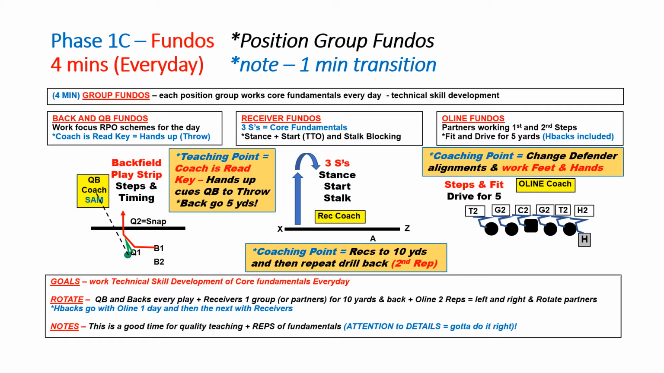In the middle then, our receivers, I like to go do what's called a 3 S's, where we just work on stance, our team takeoffs, our starts, and then working on our stock block, and we use what's called a cruiser technique there. And then our offensive linemen, they're doing their steps and fit, drive for 5 that the H-backs were doing. With your H-backs, you just have them rotate from day to day. One day they're going to be with the linemen, one day they're going to be with the receivers. Or you can decide where they need the most work from day to day. Great technical skill, 4 minutes, and now we've done 10 total minutes of great fundamental technical work.